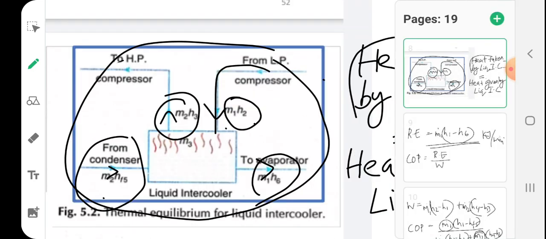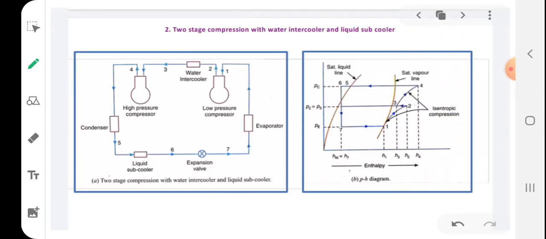Now we will move to the second type of two-stage compression. So here, a two-stage compression with the water intercooler and liquid subcooler. So here students, you can see from its initial state 1, from 1 to 2, what is happening? Isentropic compression. And 2 to 3, what is happening? It is cooled using a water intercooler.